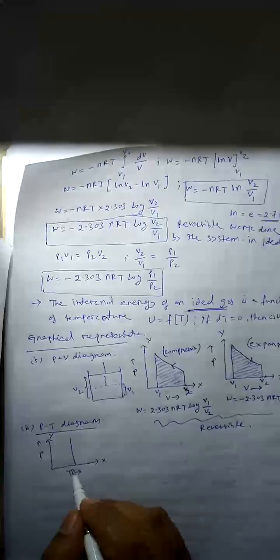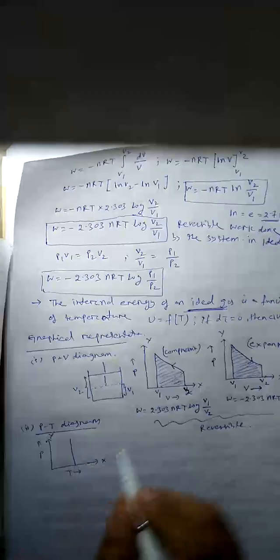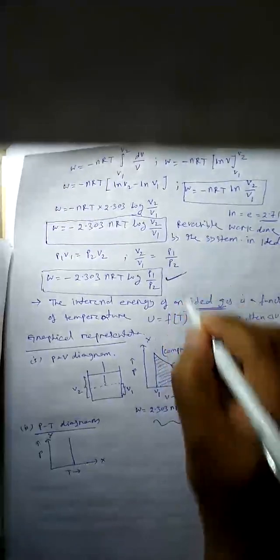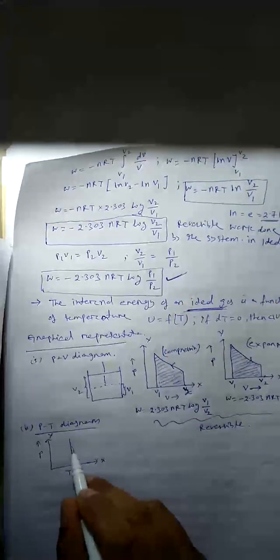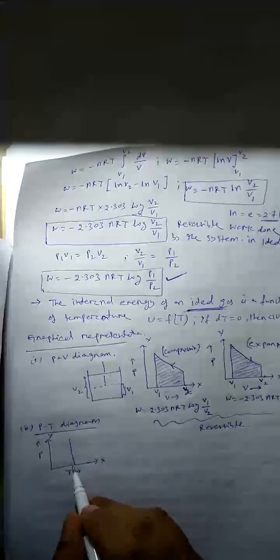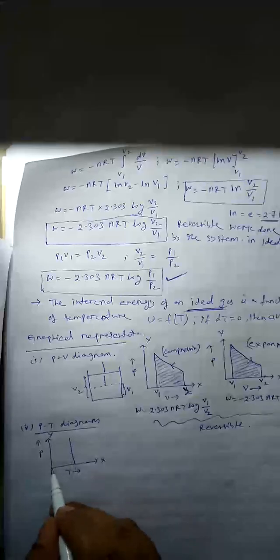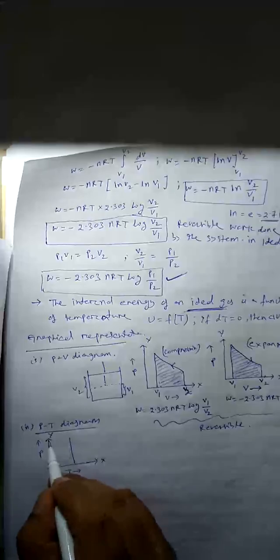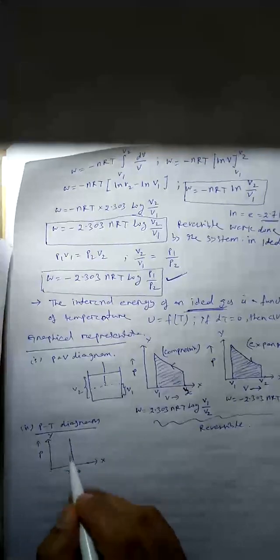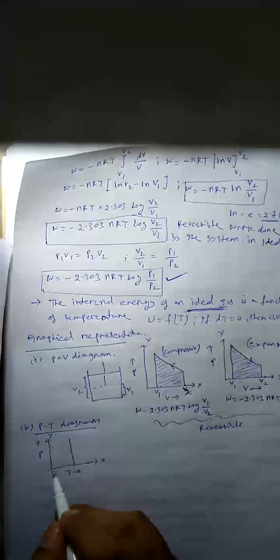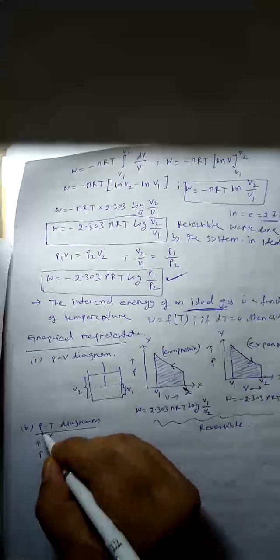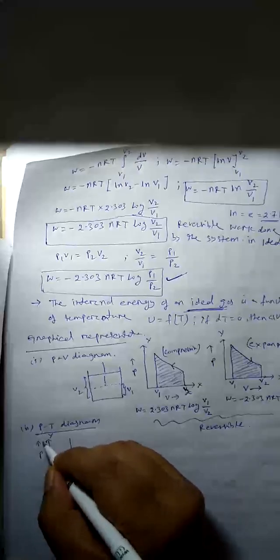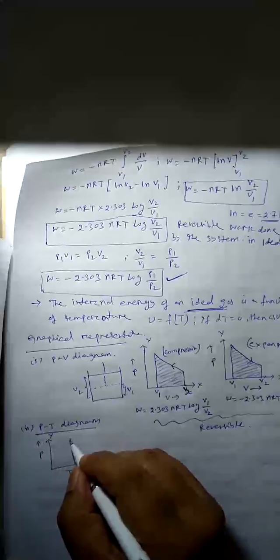But the temperature is constant. When the temperature is constant, when the pressure increases, the volume decreases. Temperature is constant, only pressure will change from P1 to P2. Suppose this is the initial pressure P1 and this is the final pressure P2. When the pressure increases along the y-axis, suppose this is my initial pressure P1.